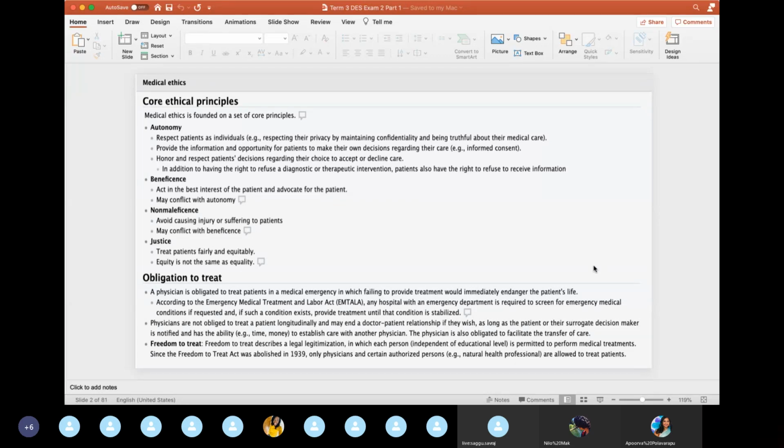You can end a doctor-patient relationship. But what's the caveat? First, as long as the patient or their surrogate decision maker is notified and has the ability to establish care with another physician. Second, the patient or the surrogate decision maker has time and money to establish care with another physician. And third, the physician is obligated to facilitate the transfer of care. You can end the doctor-patient relationship. How? First, inform the patient. Second, make sure that the patient has the ability to establish care with another physician. Third, you as the physician are obligated to facilitate the transfer of care. Remember, only us physicians, future physicians, and certain authorized persons are allowed to treat the patients.